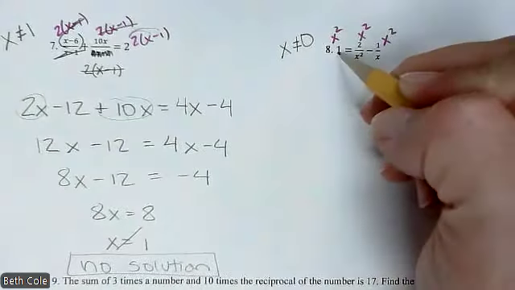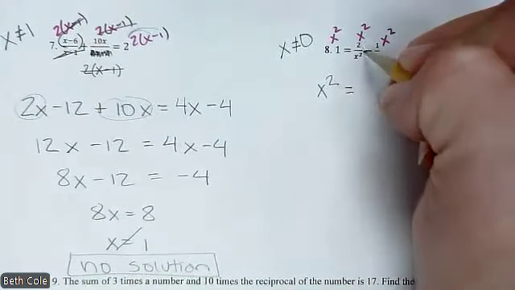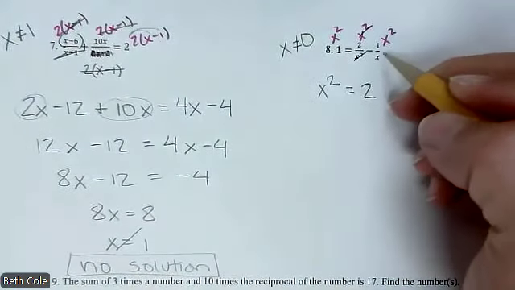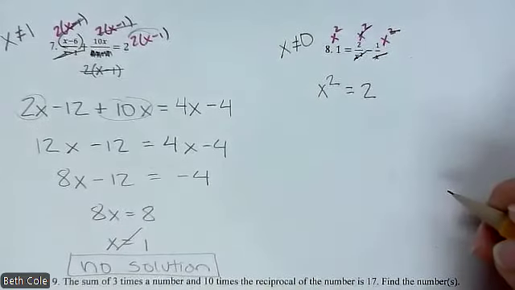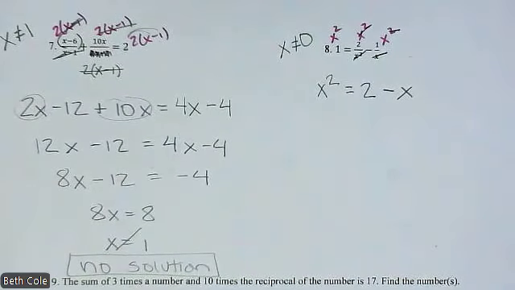So that is going to give you x squared equals, good, these cancel, so you just get 2. Now what cancels on this last one? Just one of the x's. So you're left with minus x. Equals 2 minus x. Good.